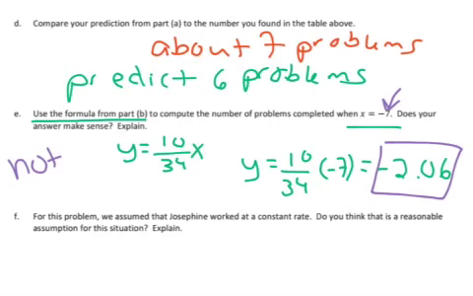And lastly, for this problem, we assume that Josephine worked at a constant rate. Do you think that is a reasonable assumption for this situation? I mean, you may say yes, provide justification. You may say no. And to be honest with you, I don't think it's reasonable, because it does not take the same amount of time to do every single problem in math class. Think about your homework. If I gave you 30 problems, does it take you the same amount of time to do every single problem? Probably not.